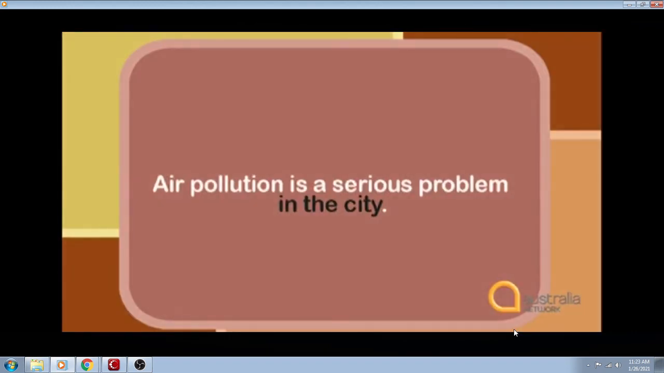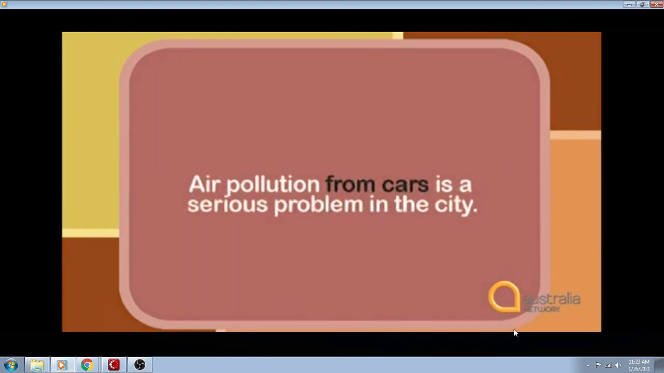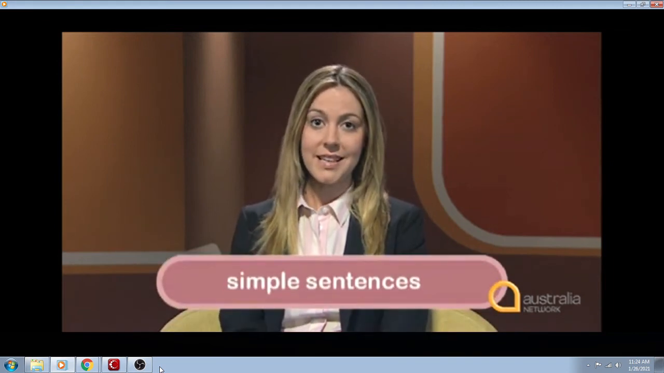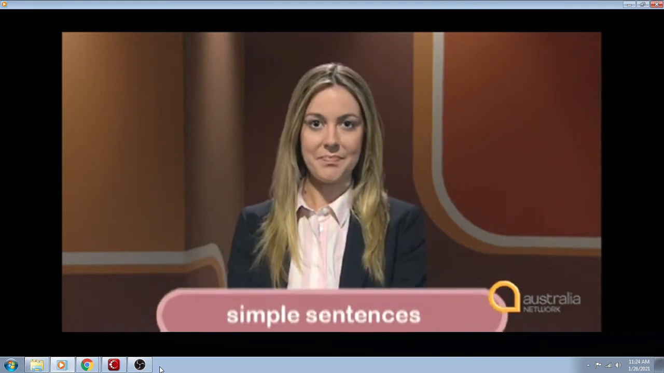And you can add information with a preposition like in. Air pollution is a serious problem in the city. Or from. Air pollution from cars is a serious problem in the city. So a simple sentence doesn't have to be short or simple. Most of the time, the thing that's simple about simple sentences is the idea they express.